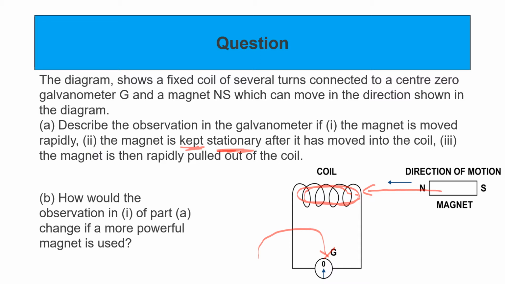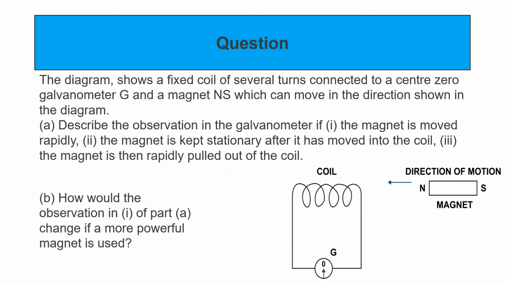Third part of the question is, the magnet is then rapidly pulled out of the coil. This magnet, which was kept stationary inside this coil, now it is pulled out from this coil. At that time, what is the observation of the galvanometer? That is the part A of the question.